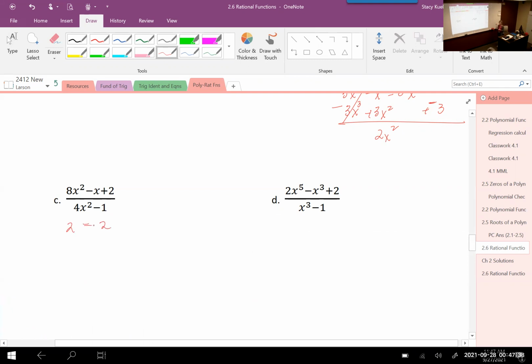The degrees are equal, so the equation for the horizontal asymptote comes from the numerator's leading coefficient of 8 divided by the denominator's leading coefficient of 4. 8 over 4 is really just 2. So I have a horizontal asymptote where y is equal to 2.